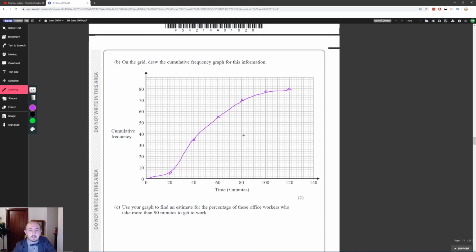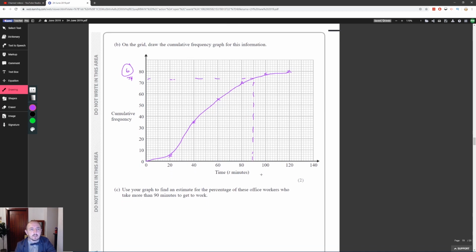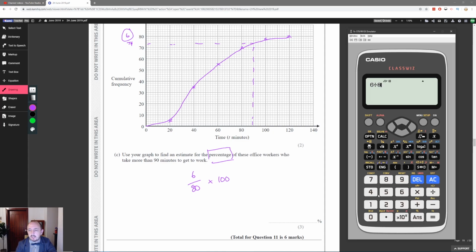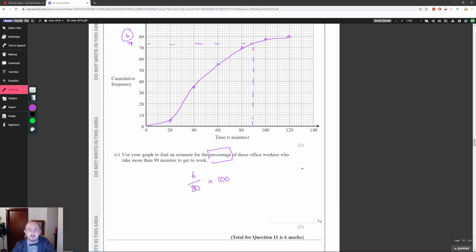And we're going to estimate the percentage of the office workers who take more than 90. So you're going to read off your 90 minutes, and that would be around about 74 on mine. So 74 or less would be less than 90 minutes, so we have to go from 80 to 74. So we've got a difference of 6 there. Okay, so we've got 6 people that are longer than 90 minutes out of 80. So we're going to work that out as a percentage, and we get 6 over 80 times 100, 7.5.